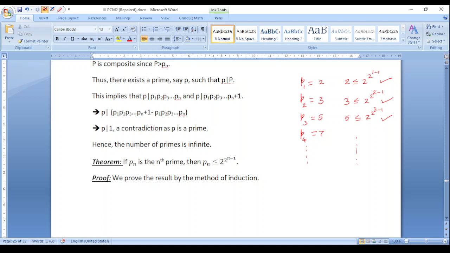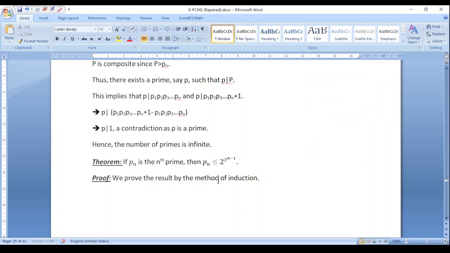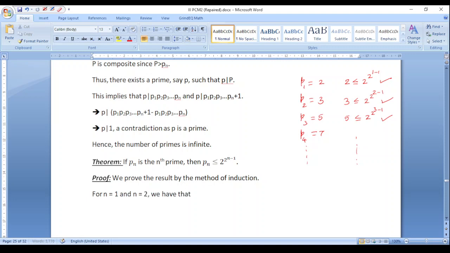This is exactly what the theorem is stating, and of course whatever I have discussed just now is not going to be the proof for this, because we are supposed to prove the result generally, and that is why we use the method of induction to prove this theorem. So how do we prove any result by the method of induction? First of all, we verify the result for some basic values of n. So for n equals 1 and n equals 2, what do we get?